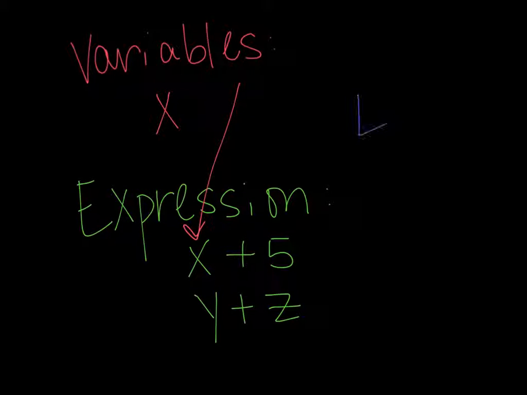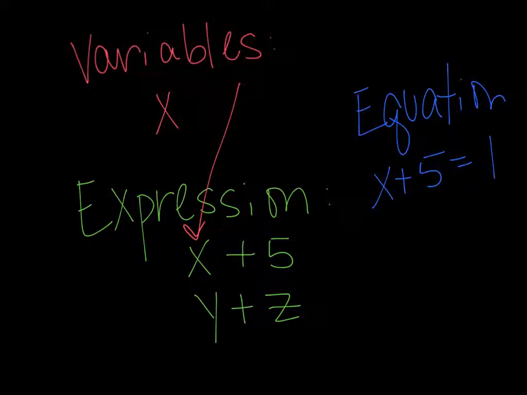An equation, on the other hand, is when you take two expressions and set them equal, when you equate two statements. So for example, if I have X plus 5 equals 1, X is my variable, but I know that something plus 5 equals 1. I know that X must be -4 because -4 plus 5 is 1.